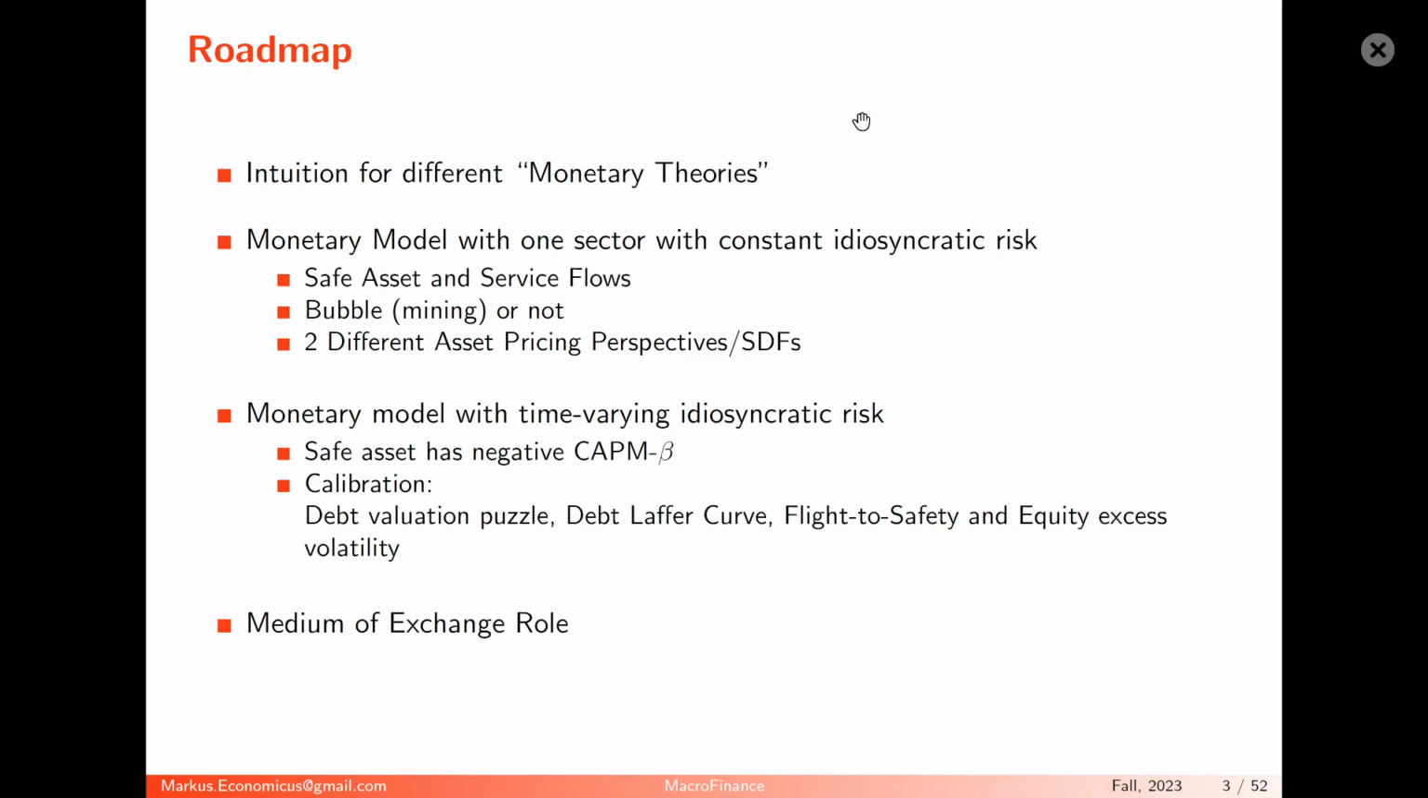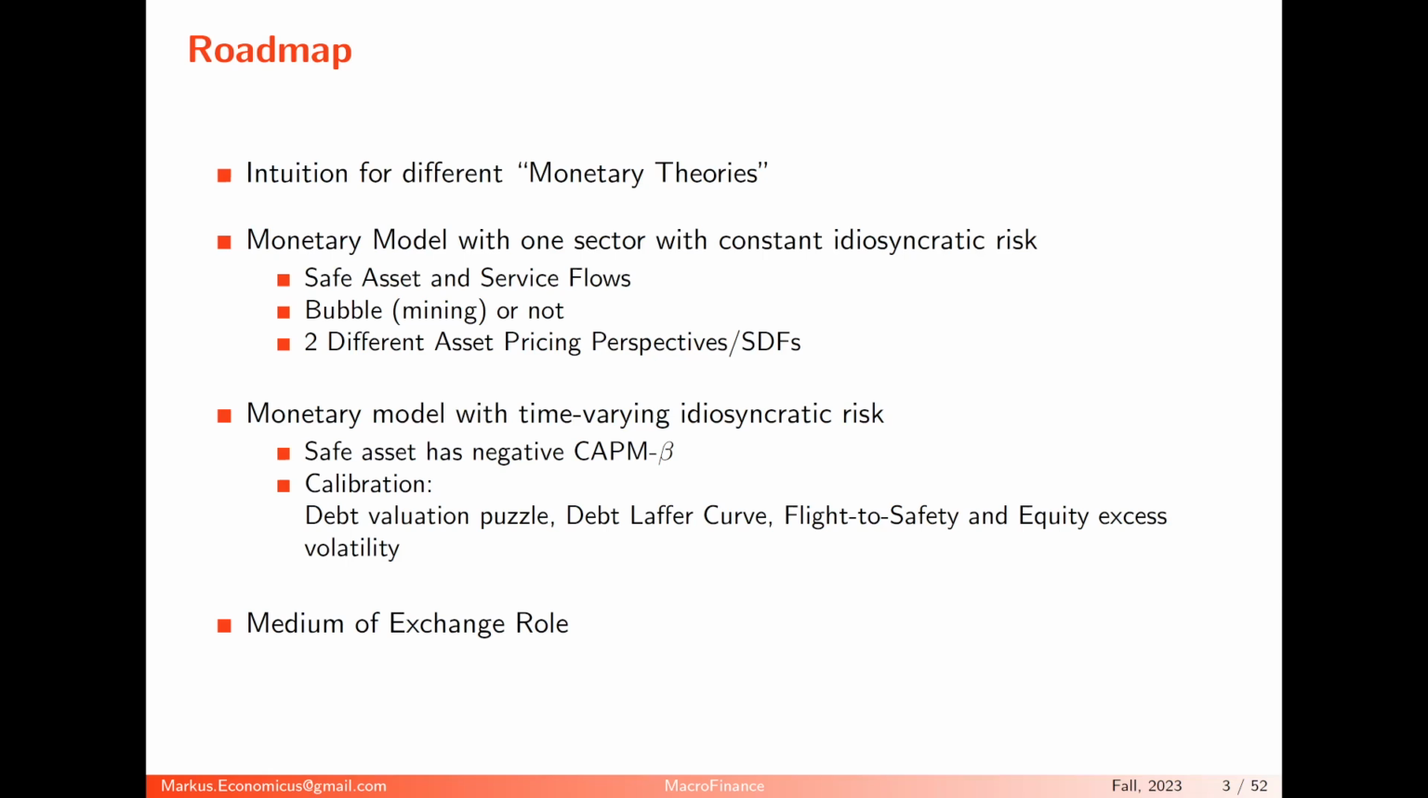So let me just say the intuition for different monetary theories I will provide today, but after next time, we'll go much more in detail. So today, first we'll talk about the monetary models in a one sector model with constant idiosyncratic risk. So we introduce today idiosyncratic risk. I will tell you what a safe asset is, a little bit about service flow, what an asset does, not only pay off cash flows, but also a service flow, when you can mine the bubble.